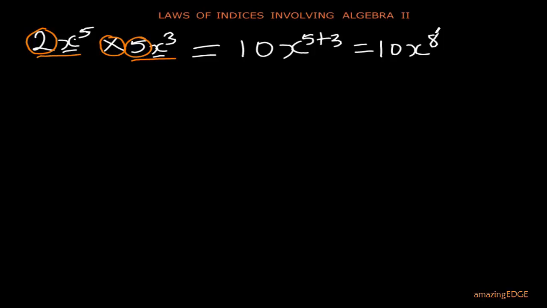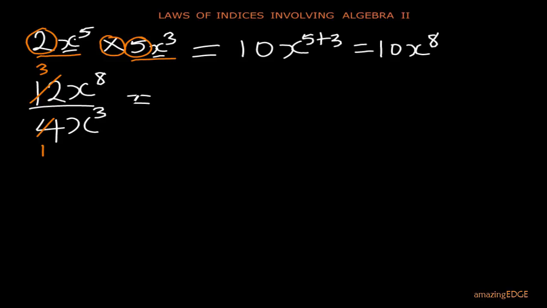So we can look at another example. Let's have a division now. Supposing we have 12x raised to power 8, divided by 4x cubed. Again, we see that we have numerical values here. So we first of all do the division. 4 will divide 12, and that will give us 3. So we first of all pull out the result of that numerical division. So this will give us 3.